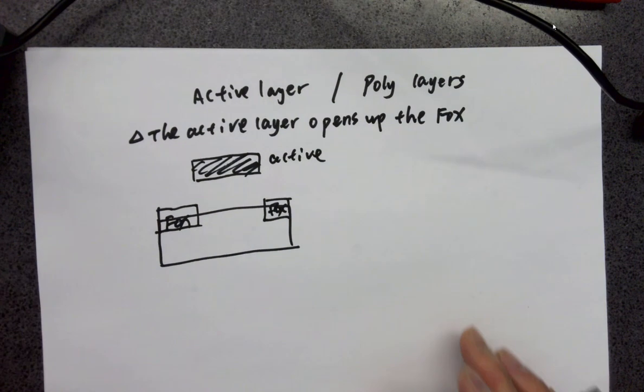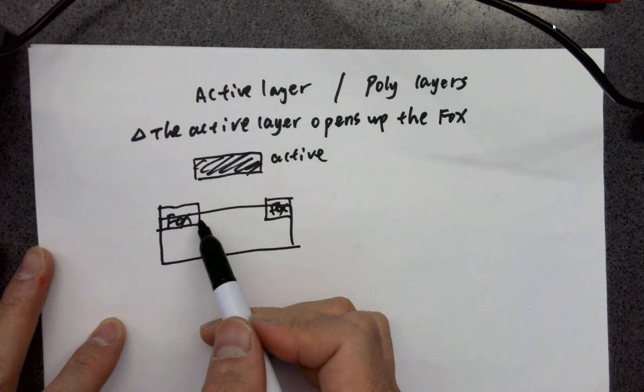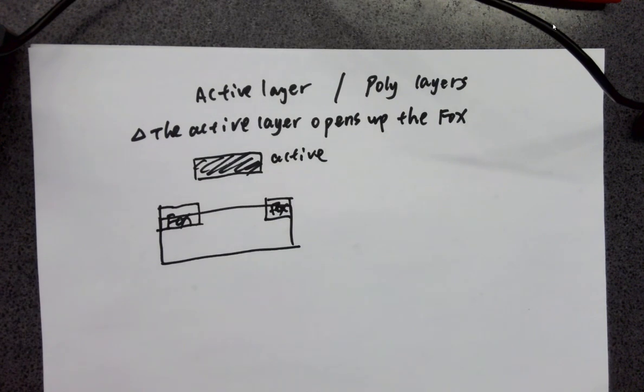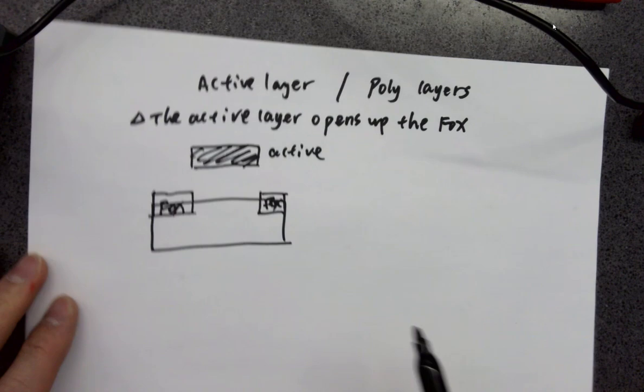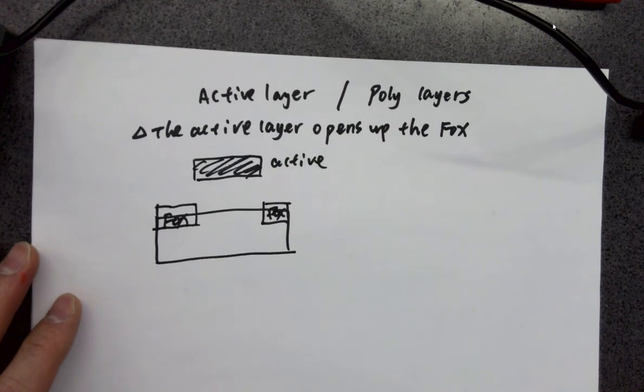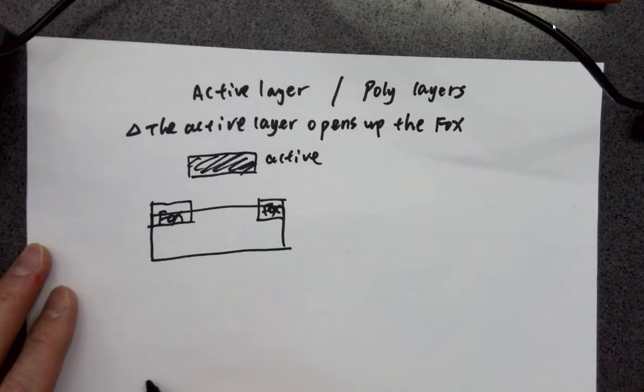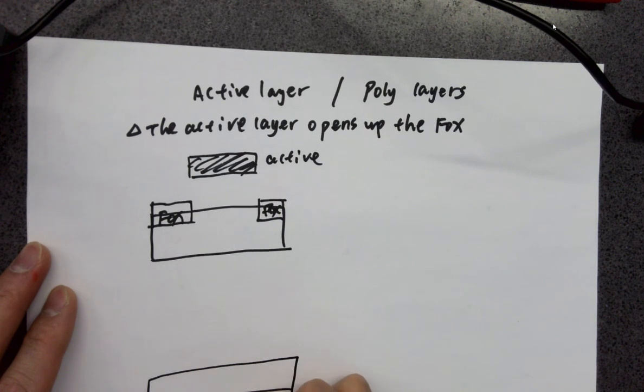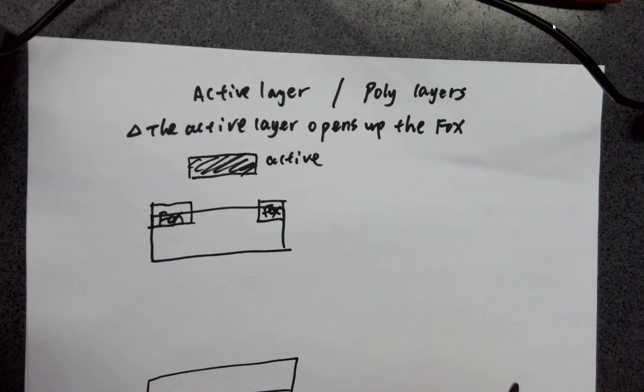So you must be wondering what is really happening over here. Why is an active layer going to open it up? It depends on all the fabrication process, okay? So what's really happening is, for example, this is the wafer. I'll just show you a really simple fabrication process, okay?